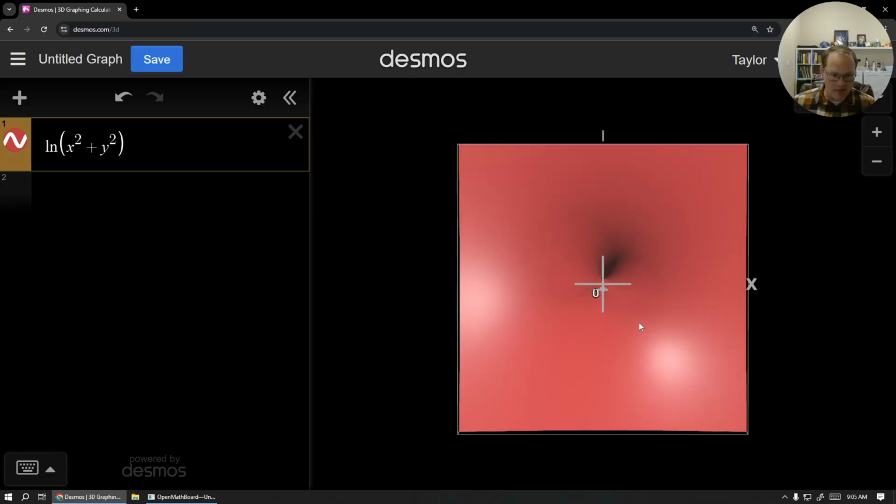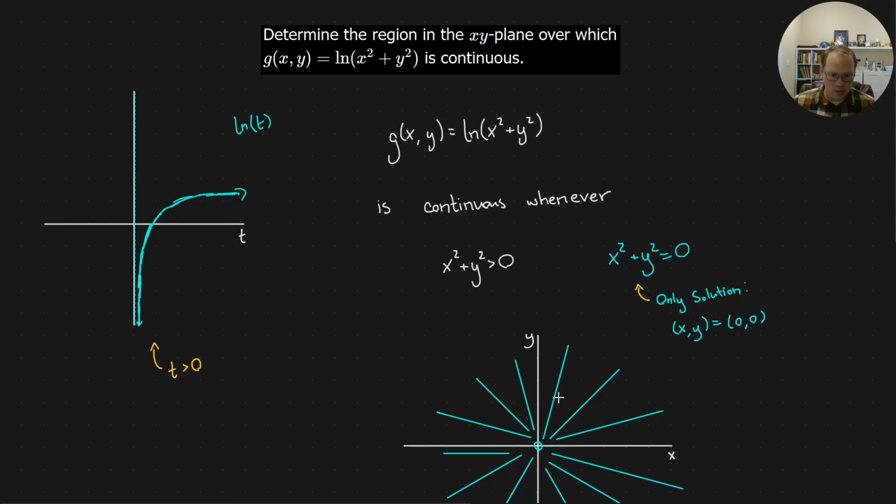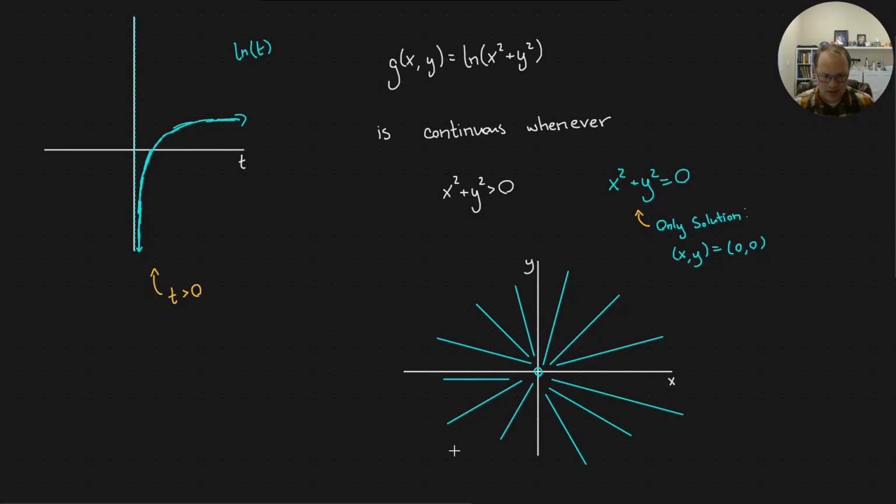Okay, so it's that picture from above. That's what we're drawing here. We've got that hole at the origin, and everywhere else the function is nice and continuous.